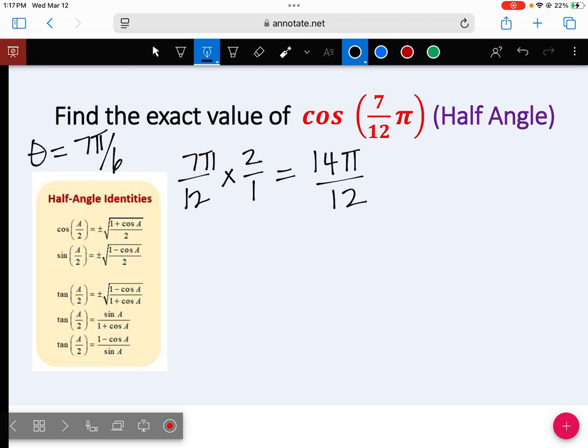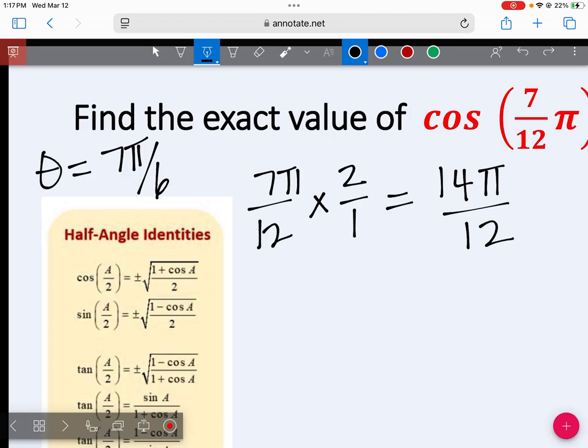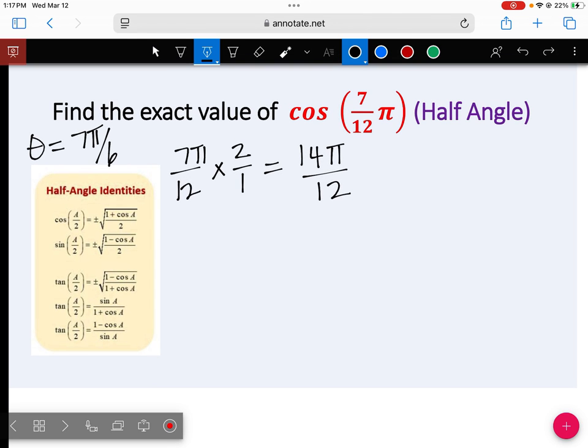Okay. So that's important because when we do this identity, let me zoom in. Every place where we see an A or a theta, we're going to put a 7 pi over 6. Okay, now here's the hard part. And we haven't talked about this in a while. We have to figure out what quadrant is 7 pi over 12. So I want you all to think about it.